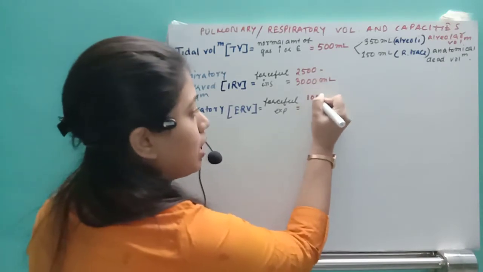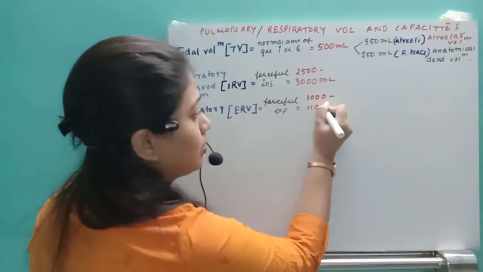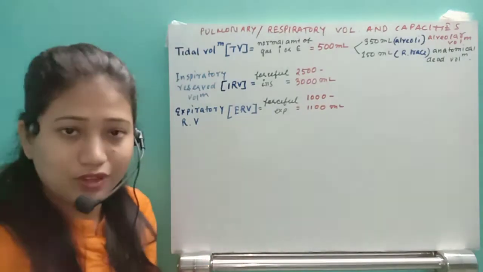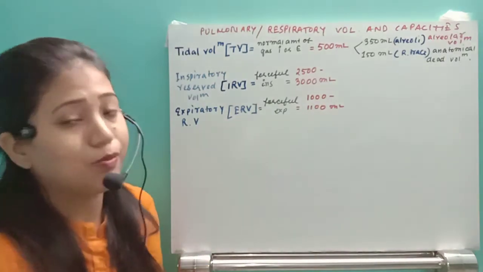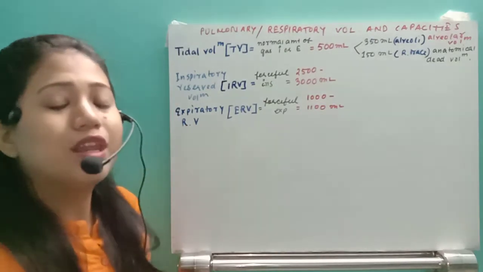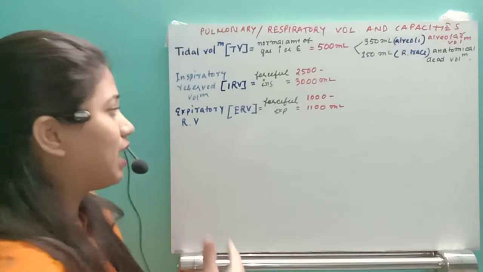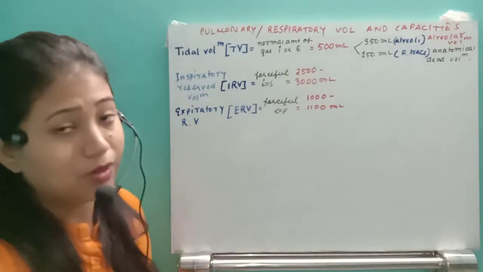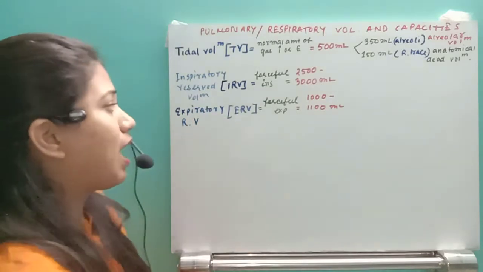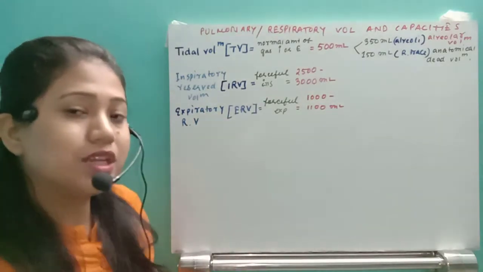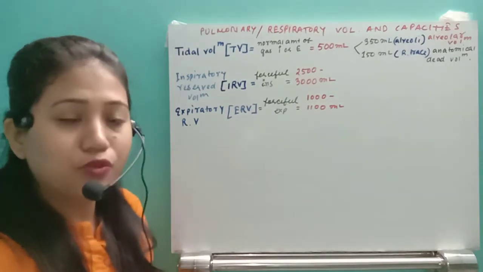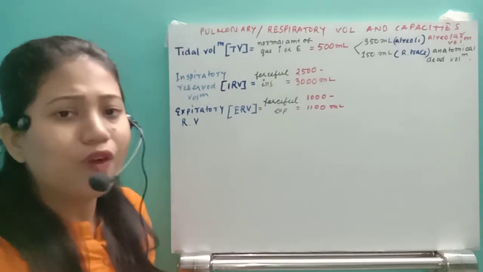That is around 1000 to 1100 ml. So this is the amount of gas we can forcefully remove outside with the help of the abdominal muscles. Whenever the abdomen is able to remove the gas, around 1000 to 1100 ml of gases we can remove outside. But when you compare IRV with ERV, we can take around 3 liters of gas inside our lung, but when it comes to removal, we can remove only 1 liter of gas.